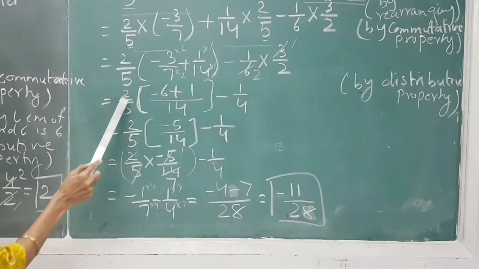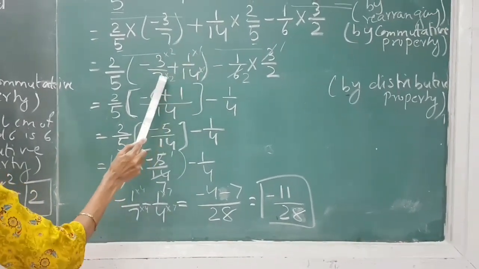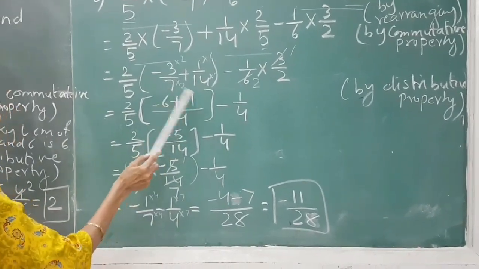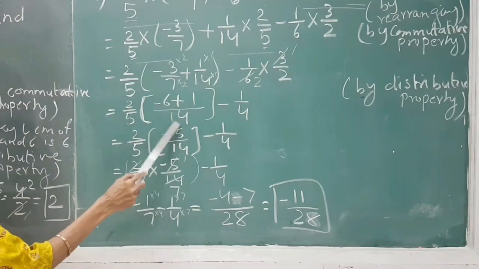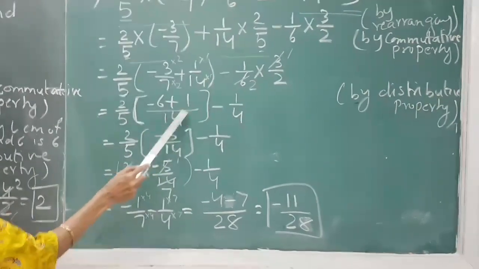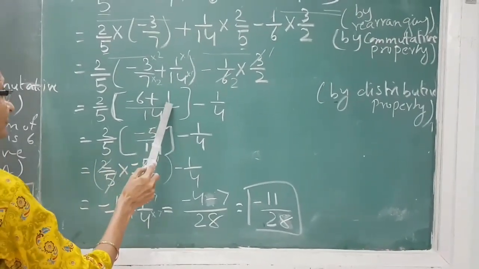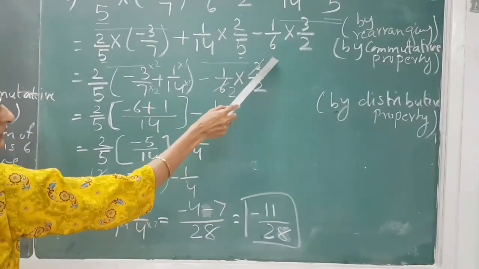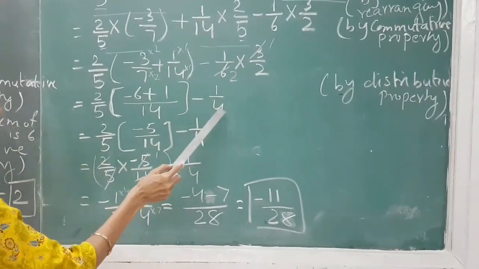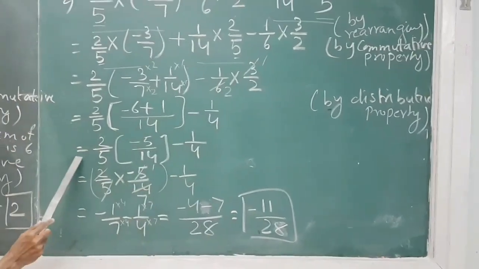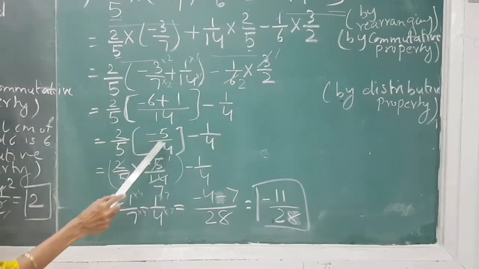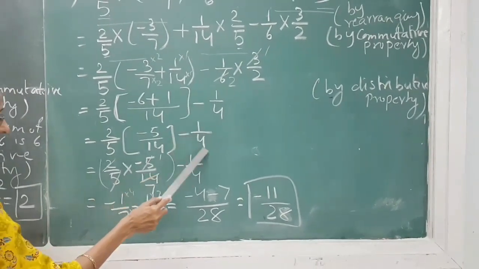Now next step, 2 upon 5. Here 7 and 14. So we are again supposed to find the LCM, and then only we can add. So LCM of 7 and 14 will be 14, and you know now how to add this. So minus 6 plus 1. Is it clear? Minus, this we have cancelled. So this becomes 1 upon 4. 2 into 2, it will be 4. This is by distributive property. Is equal to 2 upon 5 bracket, minus 6 plus 1, it will become minus 5 upon 14, minus 1 upon 4.